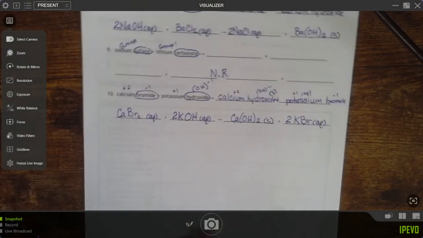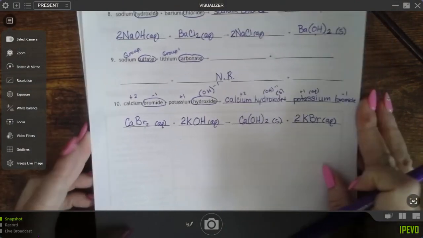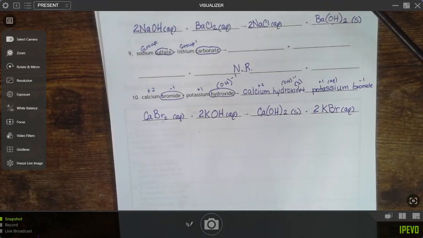All right, guys, so that is just a quick walkthrough of double replacement reactions, how to know if they happen, how to predict the products, and then a little bit of balancing.